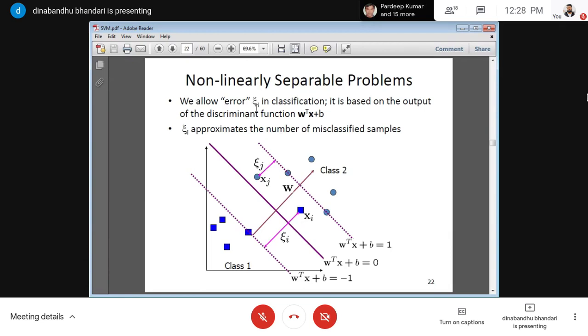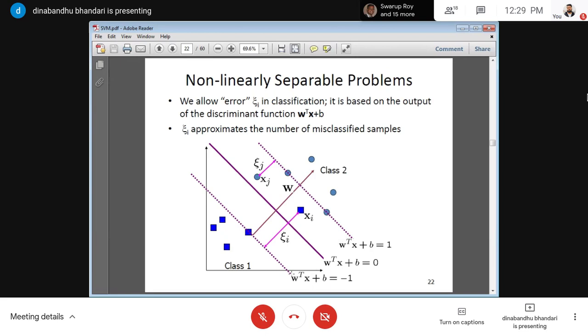We allowed error xi I in classification. It is based on the output of the discriminant function W transpose X plus B. Xi I approximates the number of misclassified samples, how much you are allowing. If you reduce xi I, you are not allowing much. But if you increase the xi I, that means you are much more flexible. That's what it does.